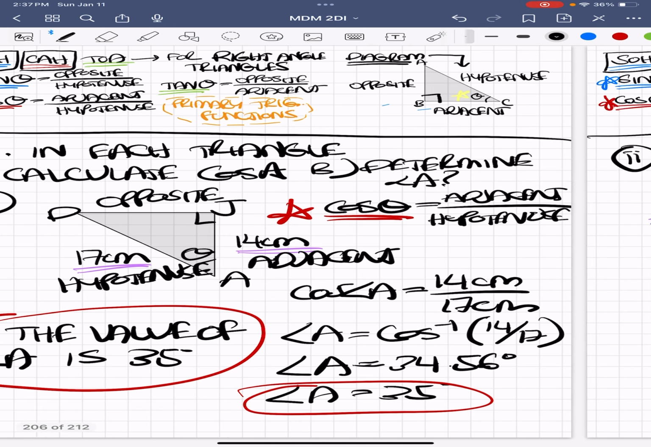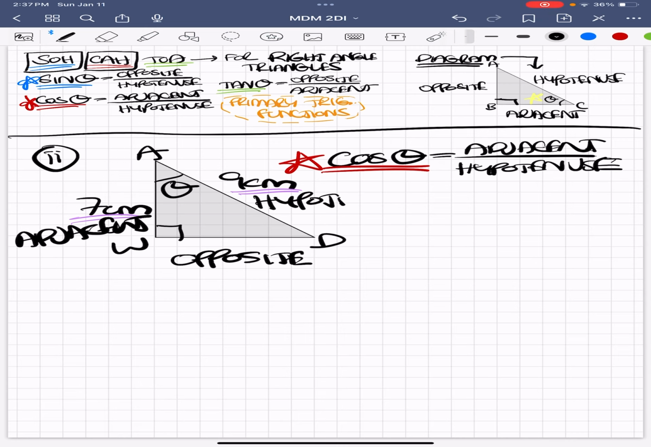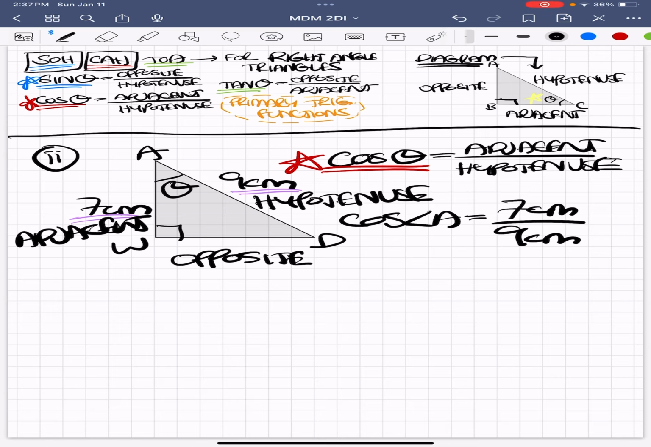Moving on. So we have SOHCAHTOA formula. We have opposite side, we have adjacent side, and hypotenuse side. Sorry, we have opposite, adjacent, and hypotenuse. And then we have cos angle A. We're going to put the values of adjacent and hypotenuse. Angle A will take the inverse function of cos, 7/9.